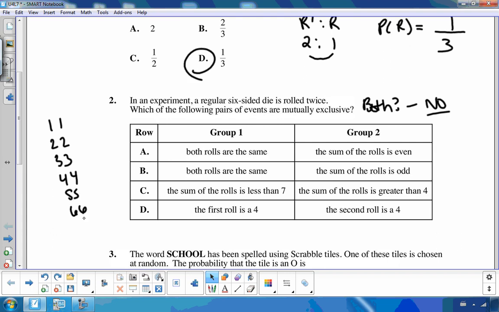If you look at those, if I take the sum, every single one of those sums is even. So can both happen at the same time? Yes, both can happen at the same time. Okay, for the next one, the rolls are the same, and the sum of the rolls is odd. Well, we just said they're all even, so they can't be all odd. So the answer to this is no. So these events here are mutually exclusive.